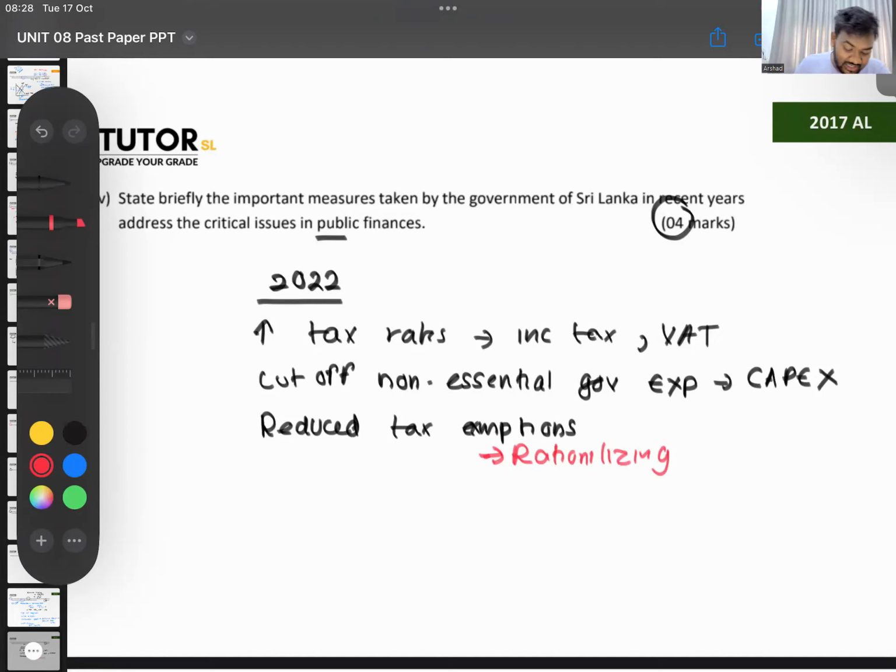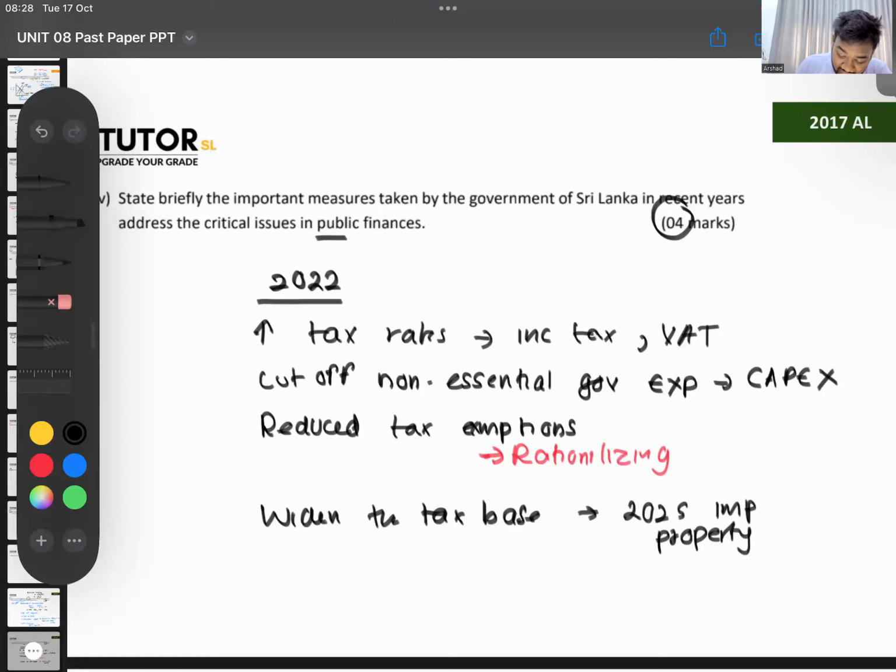And they've also taken measures now to widen the tax base. You can say, for example, by 2025, they are looking at implementing a property tax. So this is widening the tax base, taxing more and more goods and services. Then what else can we give now?